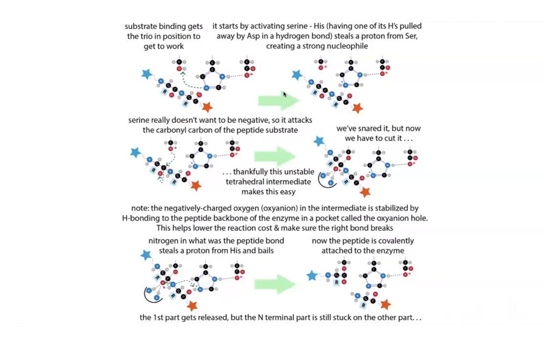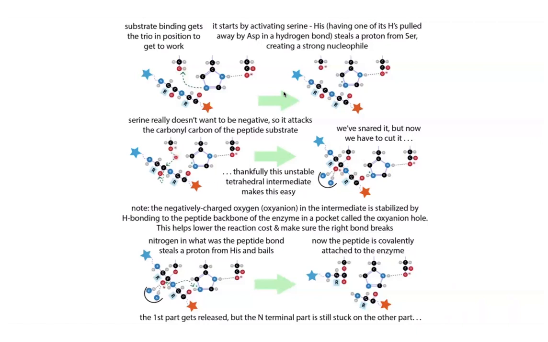Now remember that the enzyme is helping everything be held in the right orientation to do this. It'll attack the carbonyl carbon, and we get our tetrahedral intermediate. When we attack a carbonyl carbon, we get a tetrahedral intermediate. It is a real intermediate. It's not one of those transition states, but we did have a transition state in order to get here.